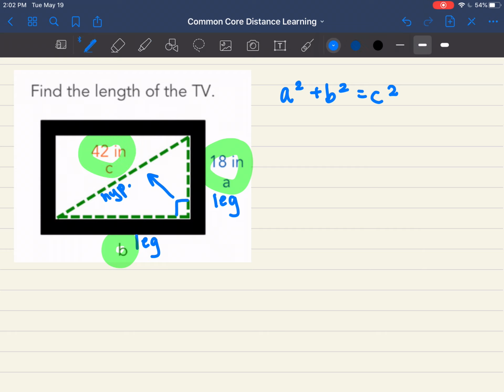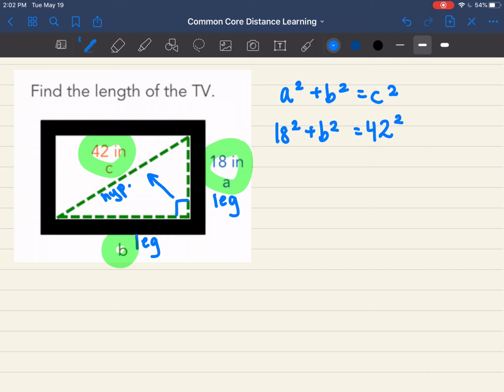So I'm going to plug in what I know. A is 18 inches. We don't know B, so I'm just going to write plus B squared equals, and then C is 42 inches. So I'm going to write 42 squared.